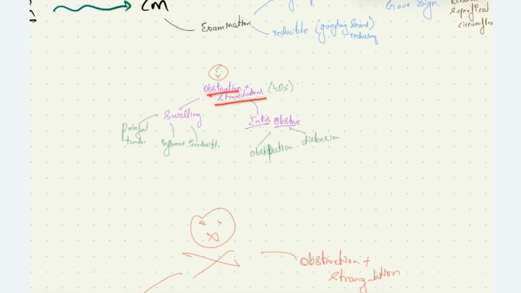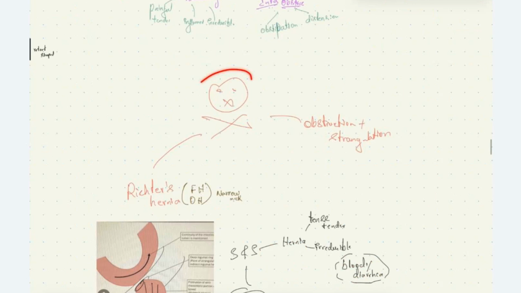They present with swelling which is painful, tender, and inflamed, and the swelling will be irreducible at this stage. The patient will have the features of intestinal obstruction like obstipation, which is inability to pass flatus and stools, and abdominal distension also associated with vomiting. The complications are obstruction and strangulation.